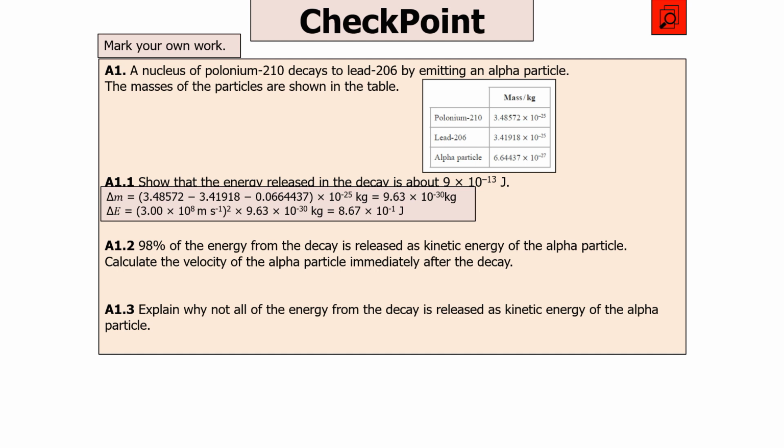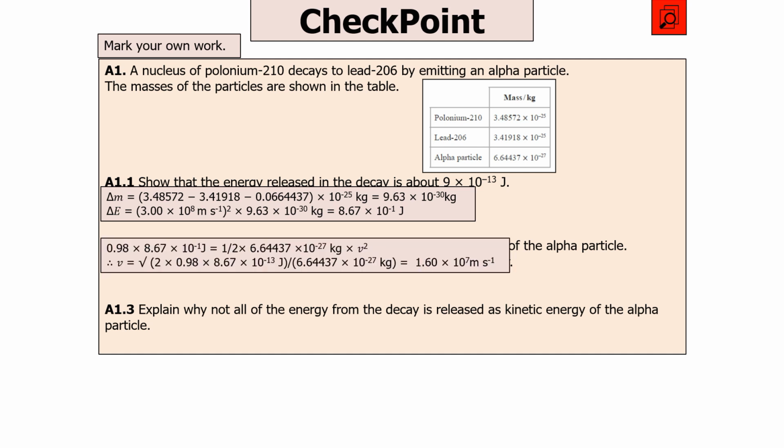The next one, when you work it out, what happens through? So you'll take this value and you'll times by 0.98. That is therefore equal to the kinetic energy of the alpha particle, which is a half mv squared. You know the mass of the alpha particle from the information given, so you can say v is equal to the square root of 2 times this energy over the mass, so it's 1.60 times 10 to the 7 meters per second.